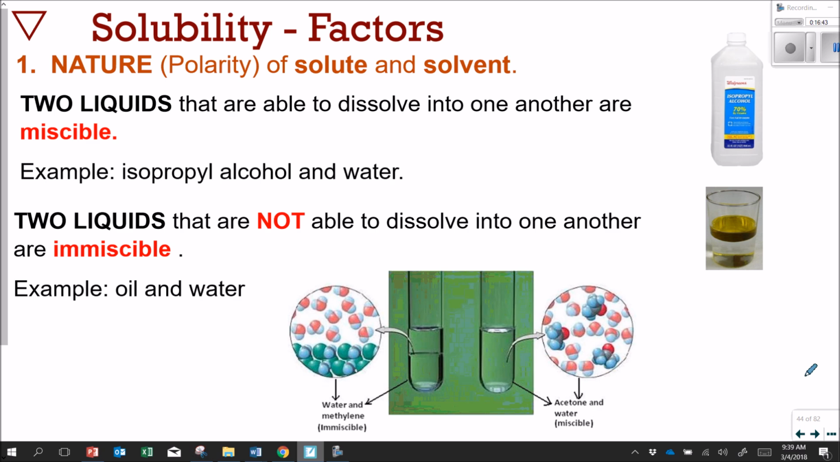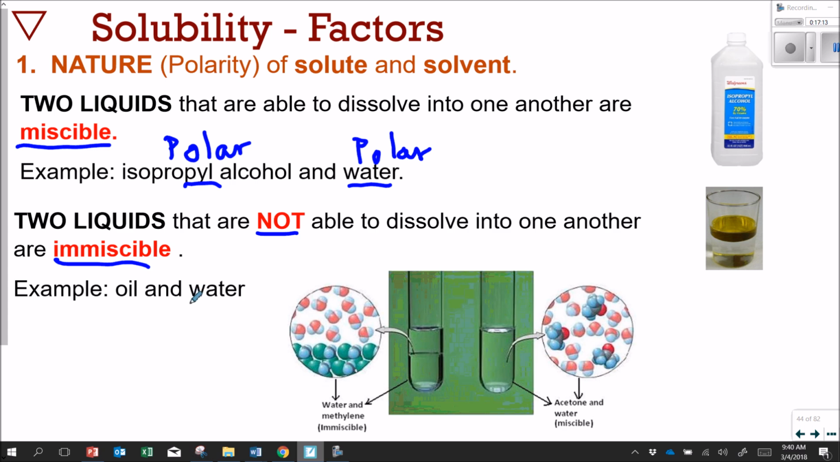When we are talking about two liquids, when two liquids are able to dissolve into one another, this is called miscible. So they are either both polar or both nonpolar. An example would be isopropyl alcohol and water. Since we know that water is polar, isopropyl alcohol is also polar, and they will mix. Two liquids that are not able to dissolve into one another are called immiscible, which means that one has to be polar and one nonpolar.